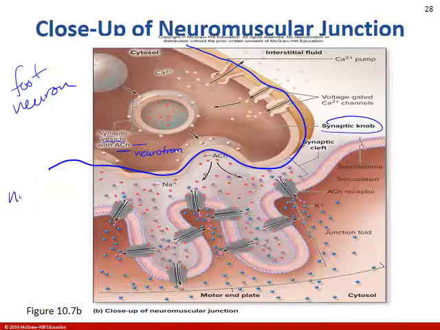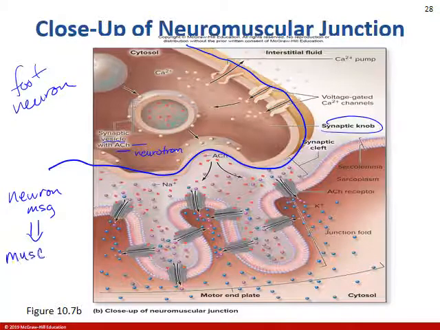So again, I know I keep repeating myself, but what are we doing? We're taking a neuron message and we're turning it into a muscle message. What's doing that? The acetylcholine. So the transfer of acetylcholine is how we turn a neuron message into a muscle message. So we're going to learn more about this.